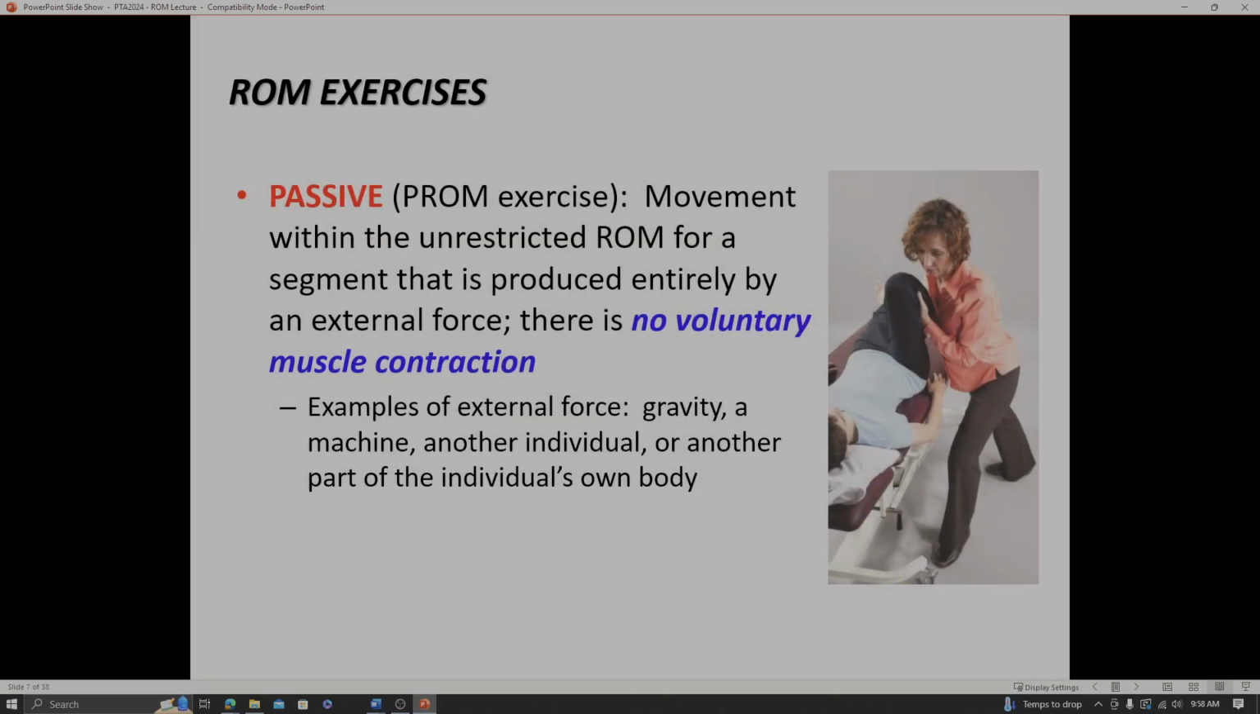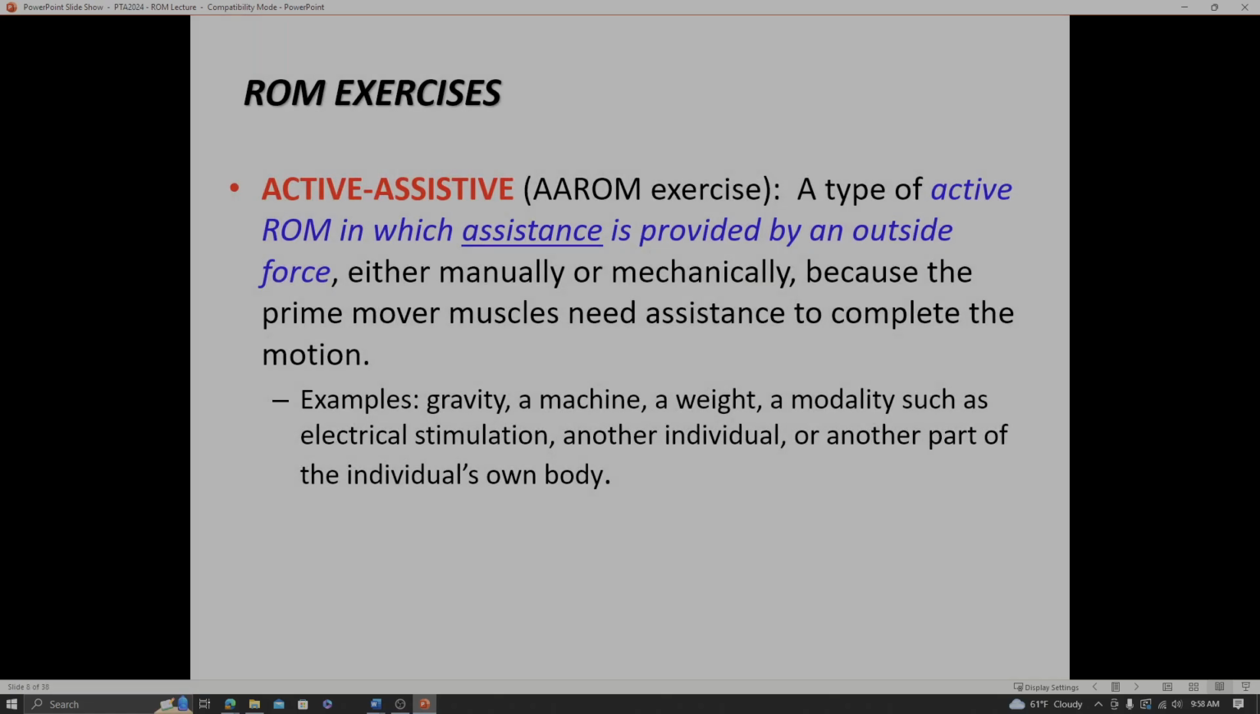Skip through those. Good. So we have different kinds of range of motion exercise. Know the differences between each one of these and how they can be used to address certain kinds of pathologies, right? So passive range of motion is going to be a movement within the unrestricted range of motion for a segment that is produced entirely by an external force. So there's no voluntary muscle contraction with passive range of motion. Something is going to do all the work, but it won't be the patient. It will be me, the therapist. It will be a mechanical machine or something like that. It can be the patient's other body part, but something else is producing the movement.